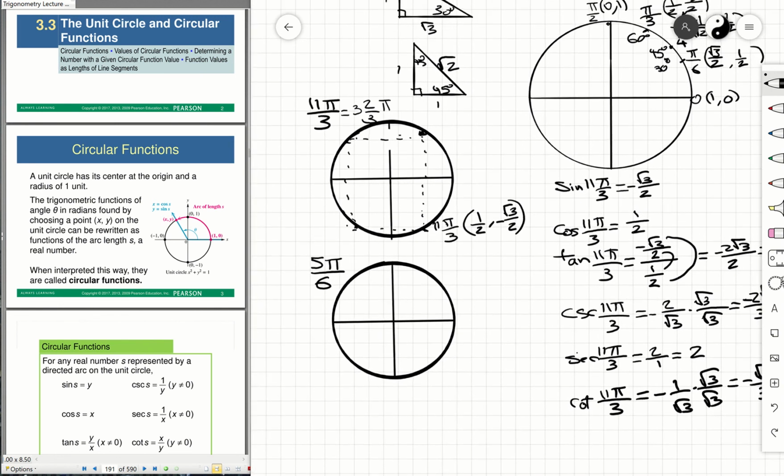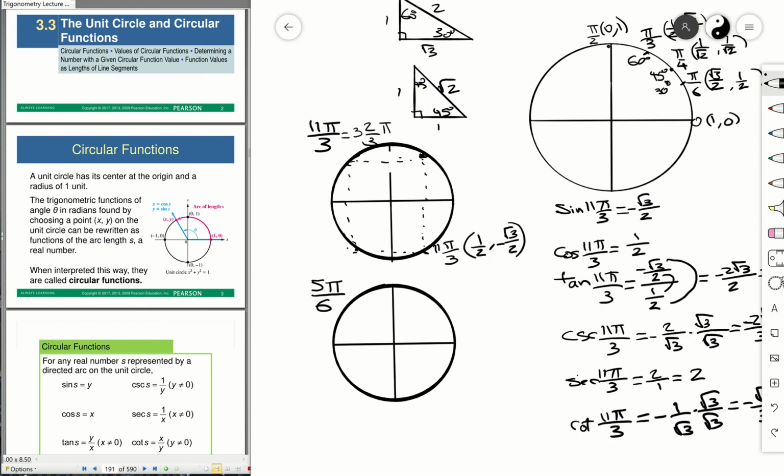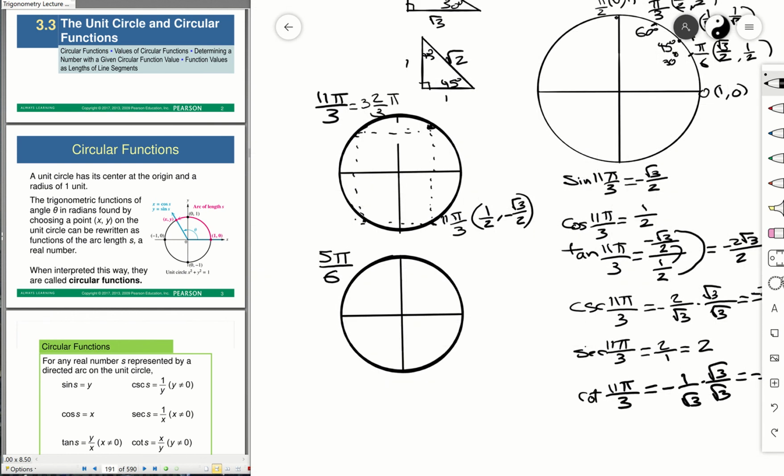So at this point, I would like you to go ahead and pause and try to do the same thing for 5 pi over 6. And then when you're finished, come back and hit play again.